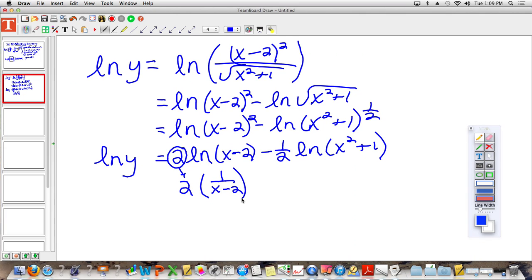Wait, why is it like that? Because it's a thing in the book. Why is it 1 over x minus 2? Oh, it's a rule. Whenever you have a natural log, the derivative is the derivative on top over the function on the bottom. u prime over u. All right, minus, we have a 1/2. What about this ln of x squared plus 1? 2x over x squared plus 1.